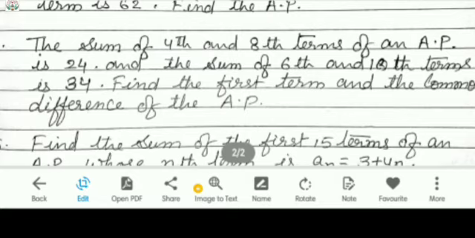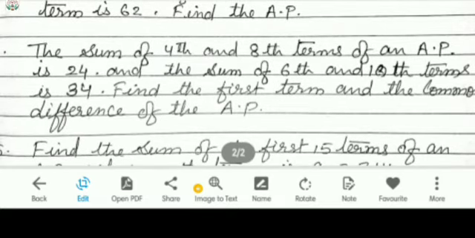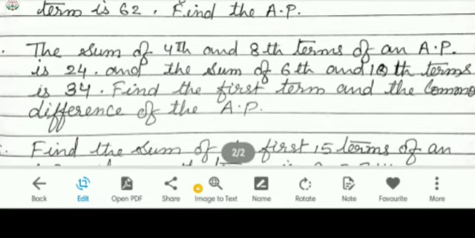So A plus 3D plus, because the sum is given, A plus 3D plus A plus 7D equals 24. On simplification you will get an equation in A and D. Okay, so mark that as equation 1.